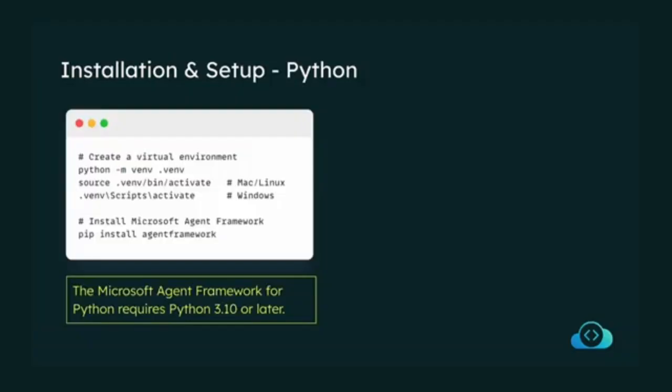All right, so the very next thing we need to do is installation and setup for Python. Firstly, we'll create a virtual environment. In Python, a virtual environment is more like a sandbox. It's more like a bubble in which you'll install all your dependencies, all your packages. And once this virtual environment is activated, you'll go ahead and install the pip package for agent framework. Just make sure that you have Python 3.10 or above installed.